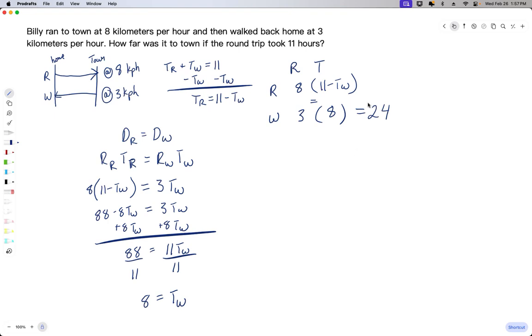We're looking for 24. And because we know that this distance is equal to this distance, we don't have to solve this one because they're the same number. But we can prove it to ourselves. We could say 8 times 11 minus 8. Well, that's 8 times 3. That equals 24. It matches. We did it right. Okay?